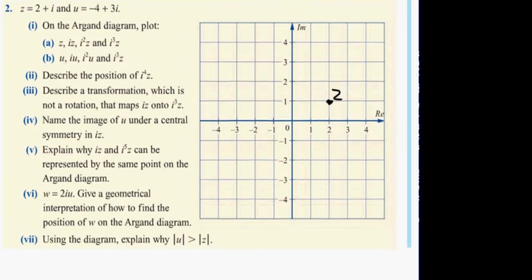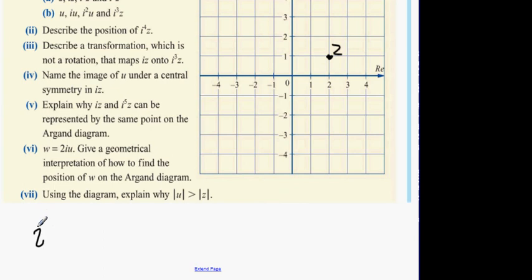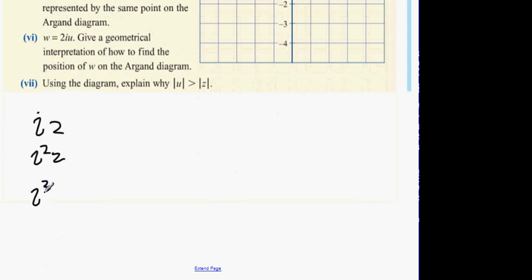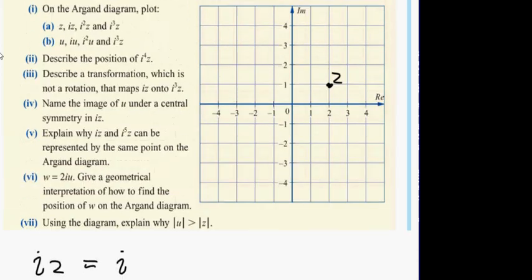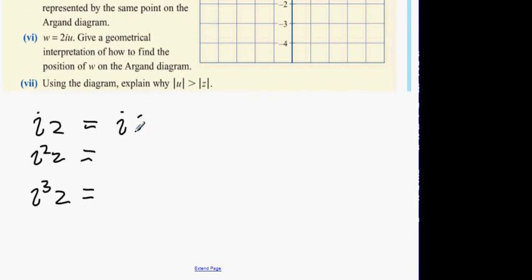Then what it wants me to do next is find out what iZ is, then i squared Z, and finally i cubed Z. Now look what happens here, guys. This is very important. They love asking this question. i into 2 plus i gives me 2i plus i squared.